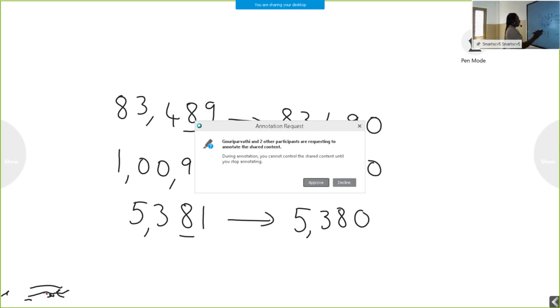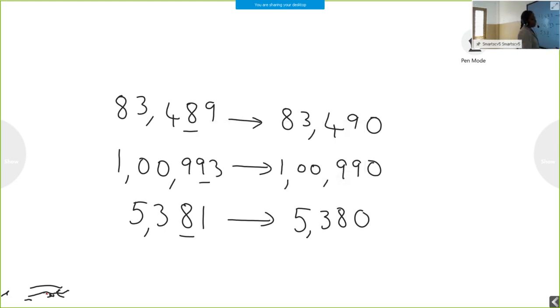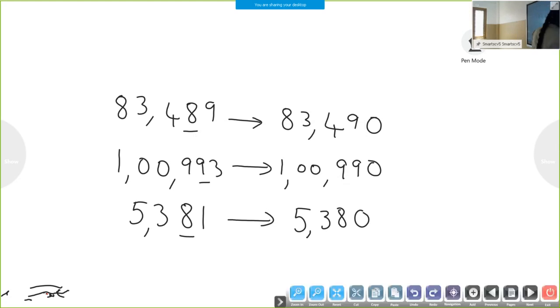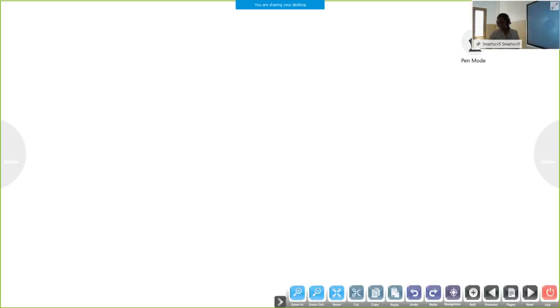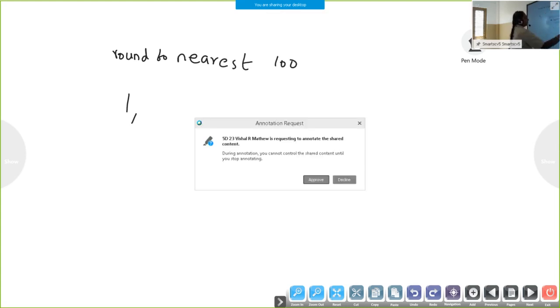Okay. So now we'll move to the next part. We have also learned rounding numbers to the nearest 100, isn't it? So for the hundreds place, I'll just go through rounding numbers to the nearest 100. So an example, round to the nearest 100.